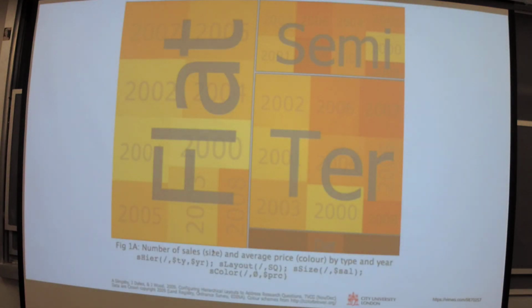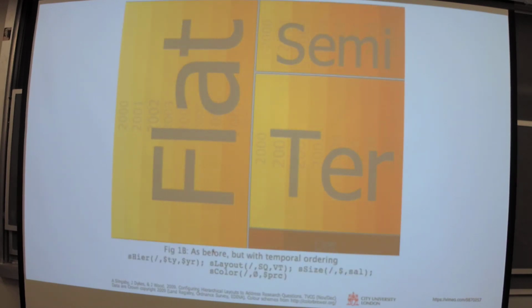Property transactions in this view are conditioned using property type and the year of sale. Rectangles are sized by the number of sales and coloured by the average price. Almost half of all sales are flats. Since rectangles are ordered by size, temporal trends are difficult to detect. We will now reconfigure the layouts to arrange the years chronologically. This view more clearly shows the upward trend in average price.